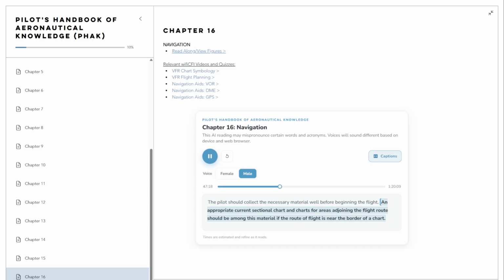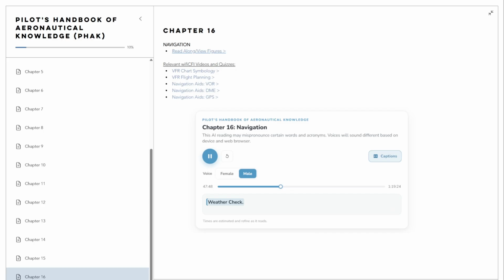An appropriate current sectional chart and charts for areas adjoining the flight route should be among this material if the route of flight is near the border of a chart. Additional equipment should include a flight computer or electronic calculator, plotter, and any other item appropriate to the particular flight. For example, if a night flight is to be undertaken, carry a flashlight. If a flight is over desert country, carry a supply of water and other necessities.